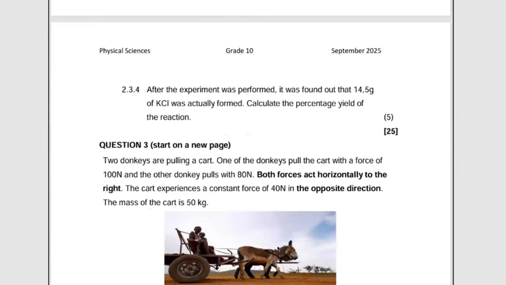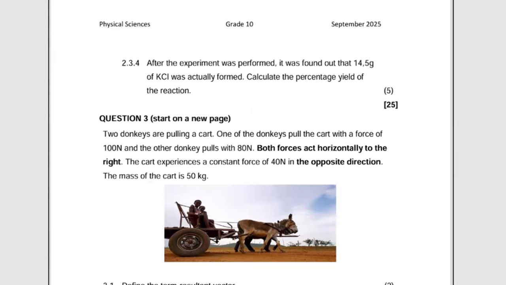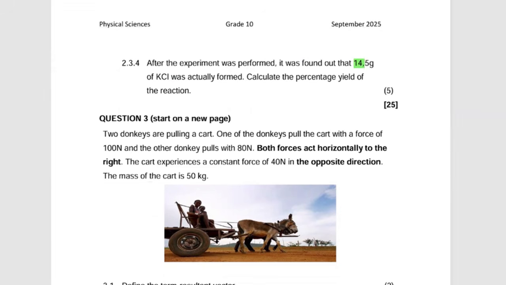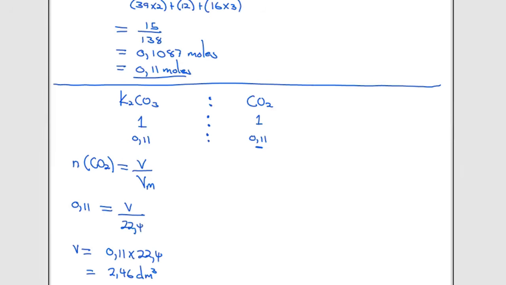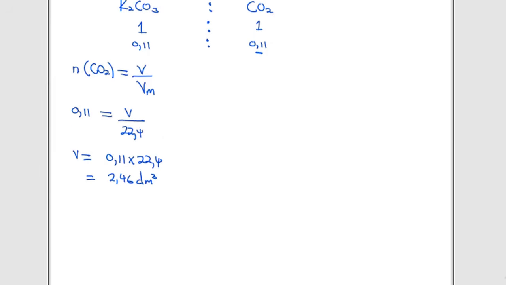Then we're going to proceed to question 2.3.4, which reads: after the experiment was performed, it was found that 14.5 grams of the KCl was actually formed. Then calculate the percentage yield. We are looking for the percentage yield of the reaction, right? So how do we go ahead and calculate percentage yield? Allow me again to underline that one to show demarcation between these two.